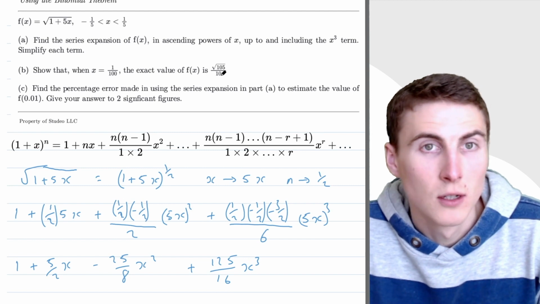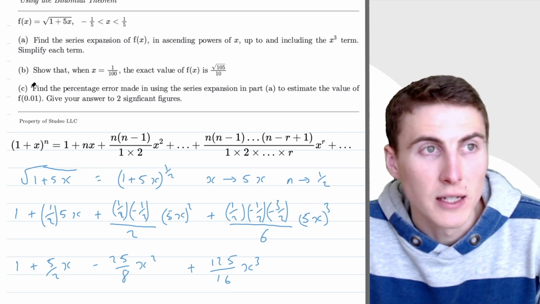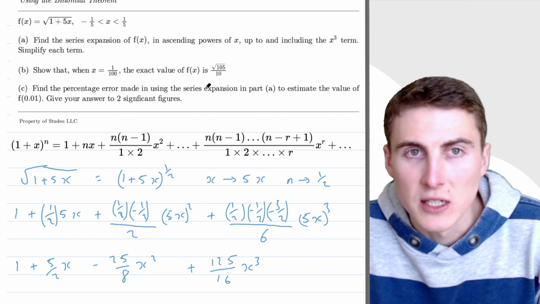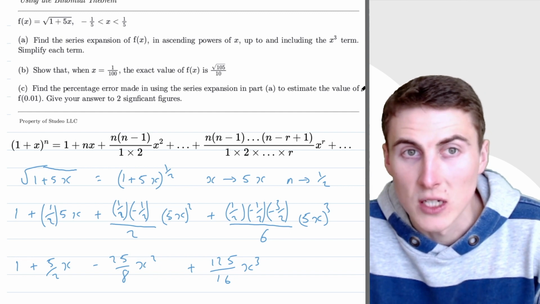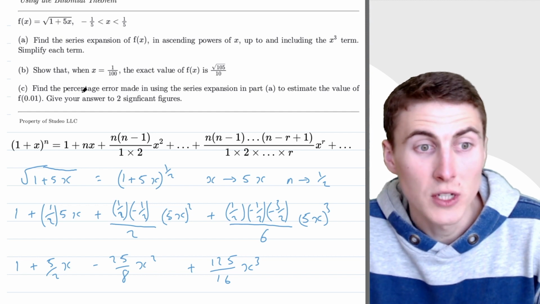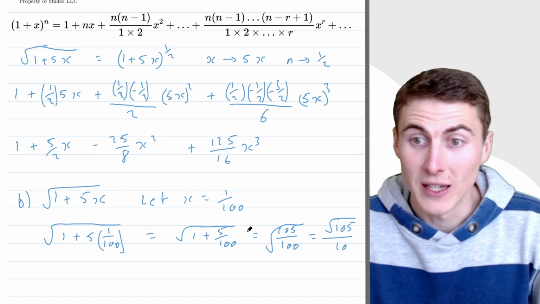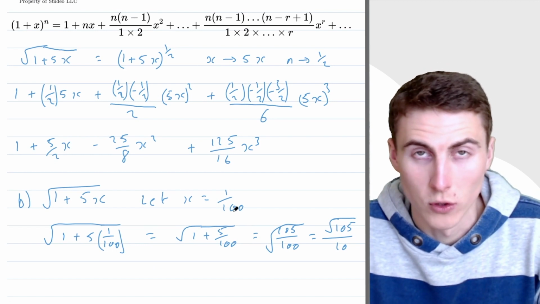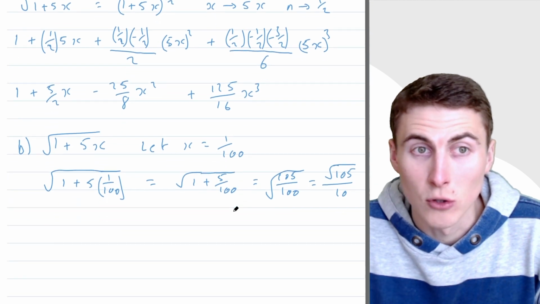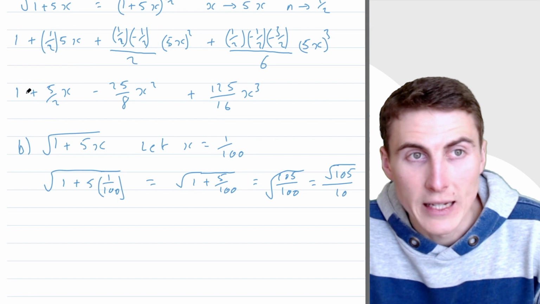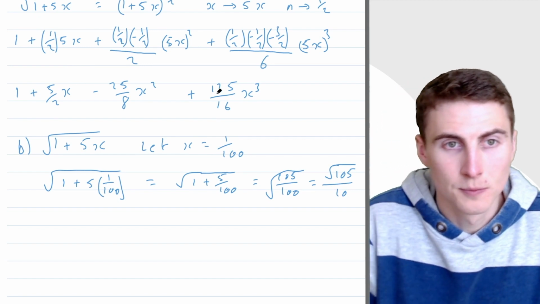That's all good. Next part then, it says find the percentage error that's made in using the series expansion in part A to estimate the value of f of 0.01. So this time, what we've just done is found the exact value of f(x) when we plug in 1 over 100. Now we want to find the approximation. So for that, we're going to plug this 1 over 100 into this expansion here.